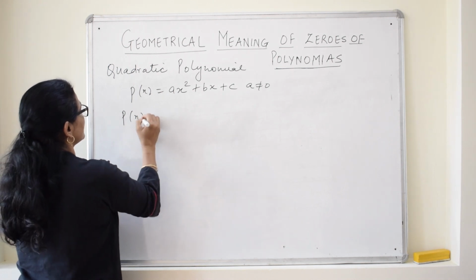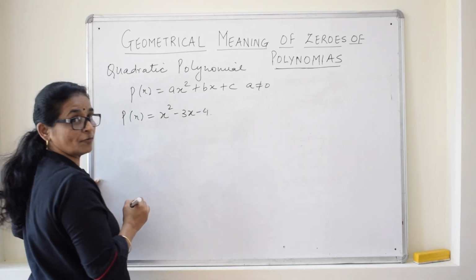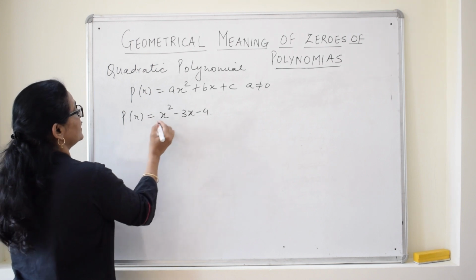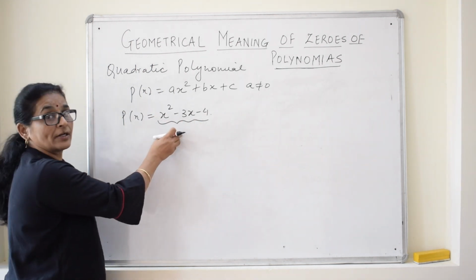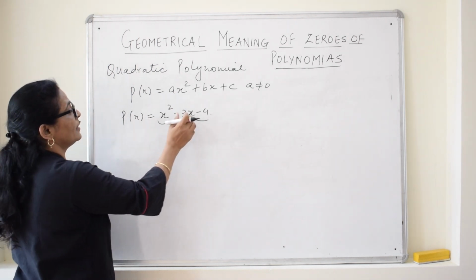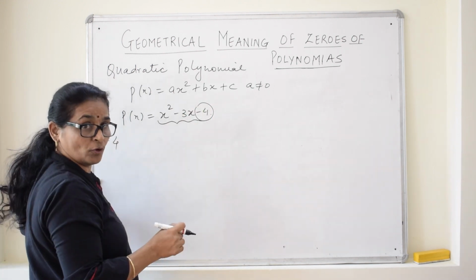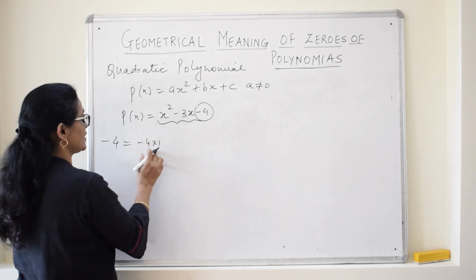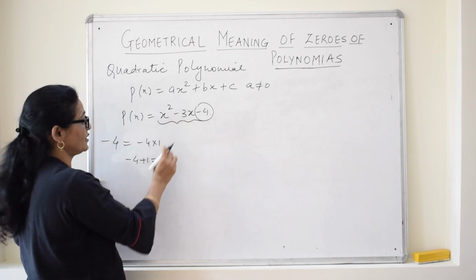P of x is equal to x square minus 3x minus 4. If we see algebraically, then to find the zeros of this polynomial, we have to factorize it. And we can factorize by splitting the middle term. Here, for minus 4, we have to take two factors of 4 in such a way that the multiplication is minus 4 and the addition is the coefficient of x, that is minus 3.